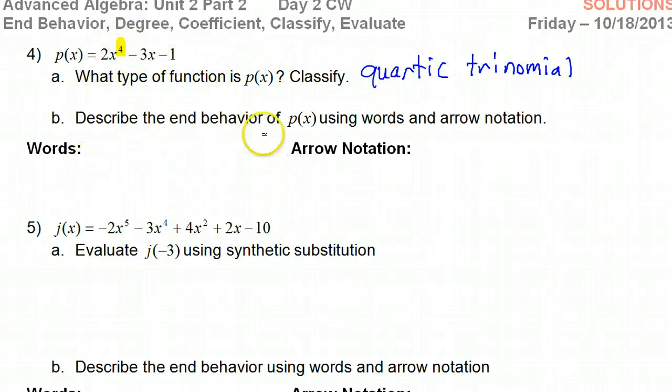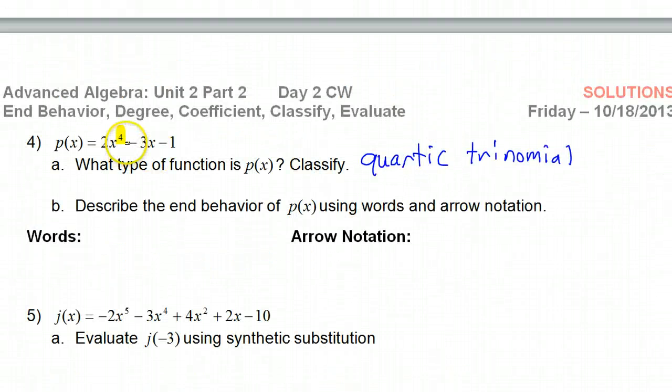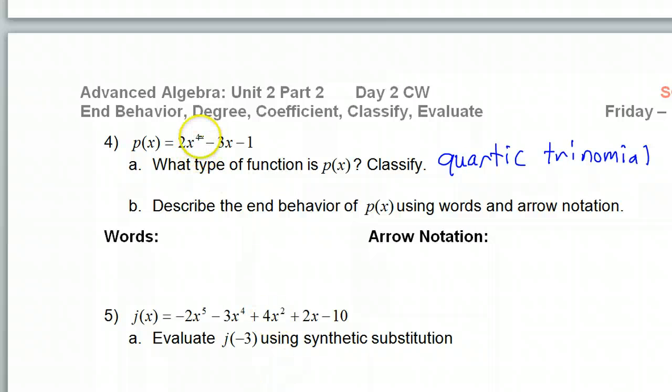Alright, describe the end behavior of this. Now, there's no picture this time, but based on the fact that it's an even degree, and we know that all even degree end behavior works the same, you should be picturing a little sketch in the back of your mind. Okay? And if you see even degree, picture a parabola.